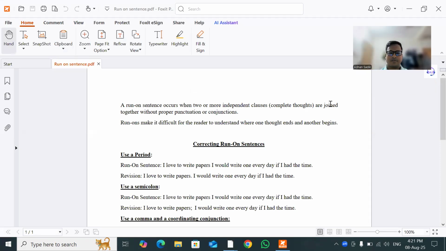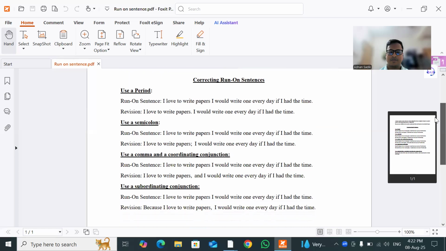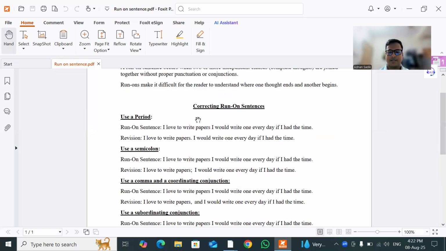So what is a run-on sentence? I think you are seeing my screen. A run-on sentence occurs when two or more independent clauses are joined together without proper punctuation or conjunction. Run-ons make it difficult for the reader to understand where one thought ends and another begins. So here are some examples of run-on sentences, and I corrected them.